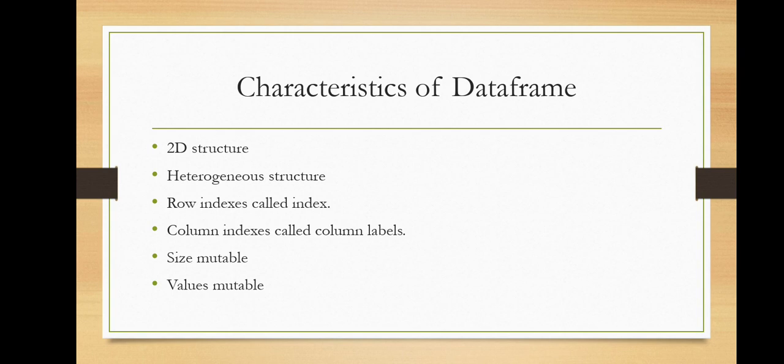It is size mutable. Size mutable means that you can change the number of rows or columns in the data frame. That means you can add or remove the rows and columns of the data frame. Values mutable. Data frame is values mutable. That means the data stored in the data frame can be changed as and when required.